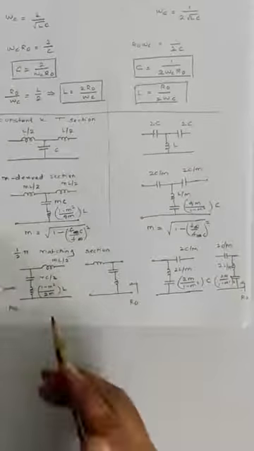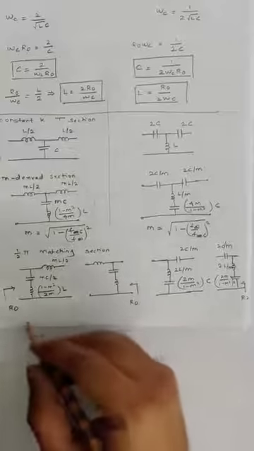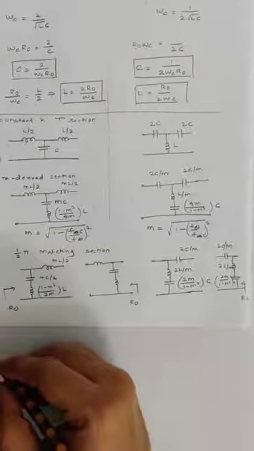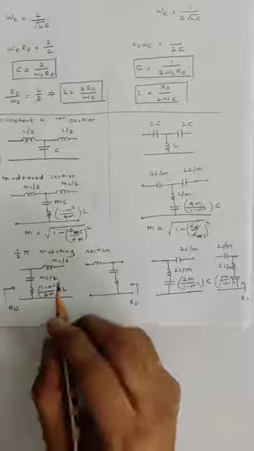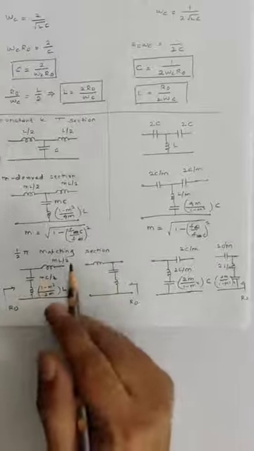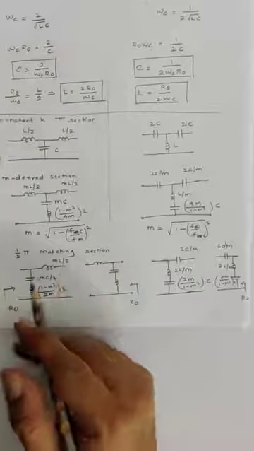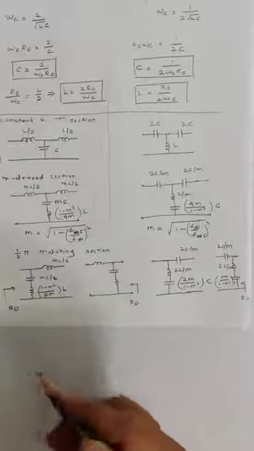So that is all about the derivation of the formulas related to the composite filter. In the next lecture we will see the actual design of the low pass and high pass composite filter, which is derived using the image parameter method.